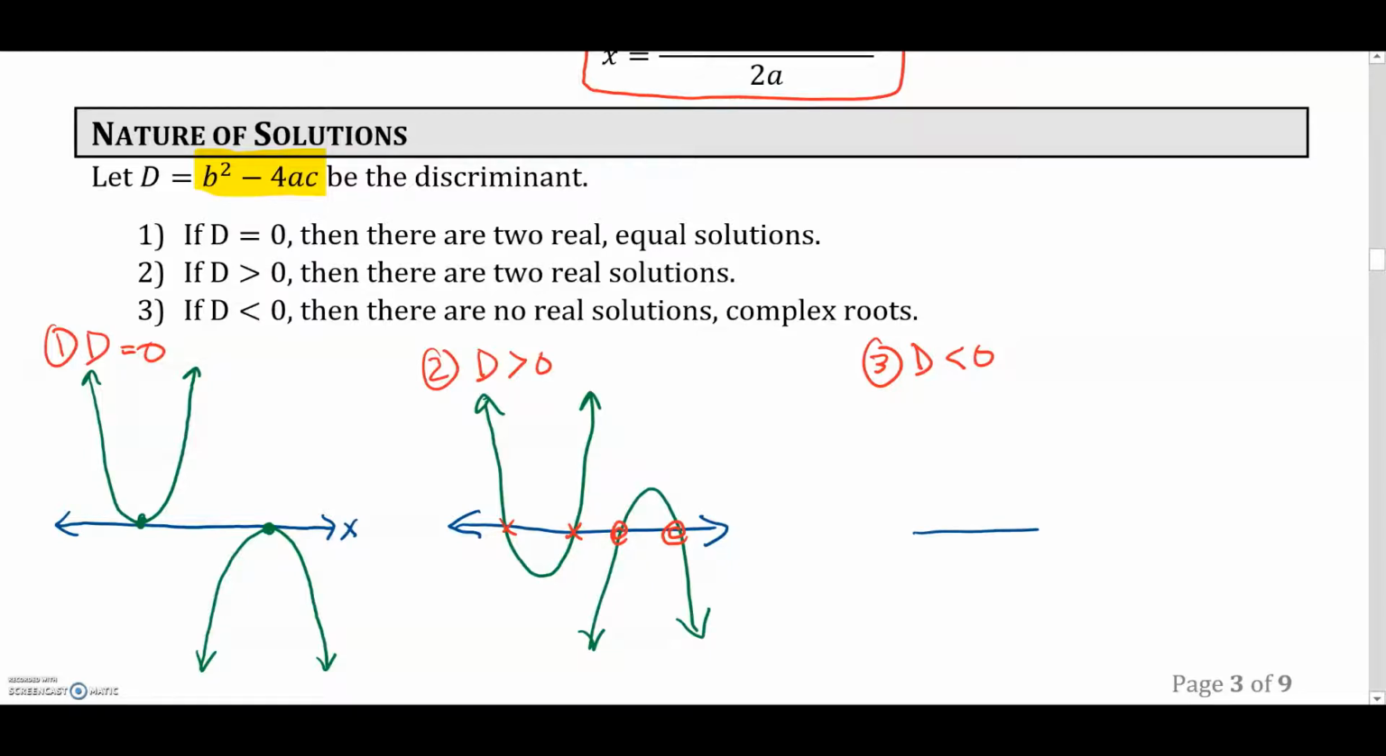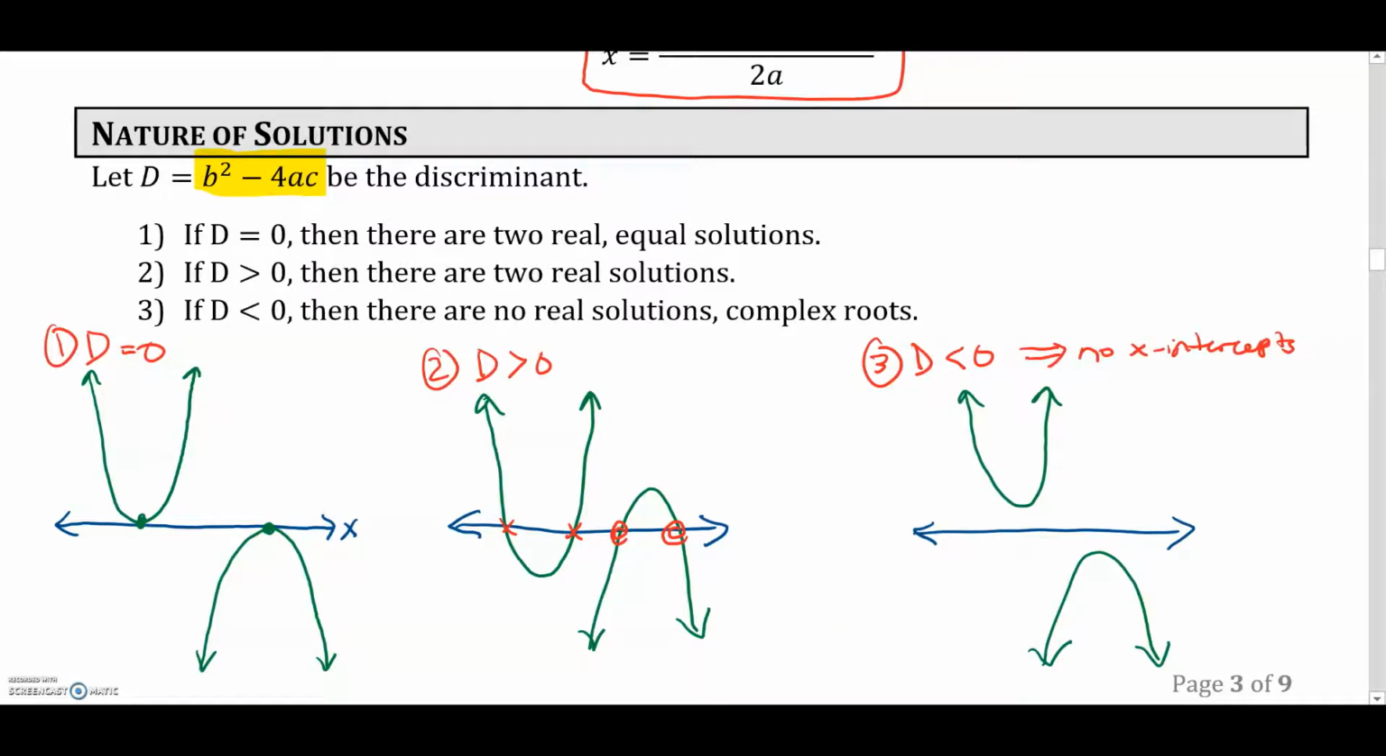Graphically, what this looks like is we have our x-axis, and we know that our parabola will never touch the x-axis. Therefore, you have a parabola that opens up but begins above the x-axis, or a parabola that opens down and has a vertex below the x-axis. So we can see here, we never cross the x-axis, there are no x-intercepts, and there are no real roots.